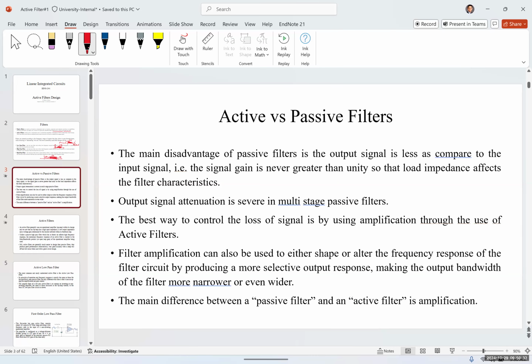Now, what is the difference between an active and a passive filter? Both of them, again, low pass filter, high pass filter, band pass filter, the function is the same, but there are some differences between them. One main disadvantage of a passive filter is that the output signal is always less than the input signal. So the gain is never greater than 1.